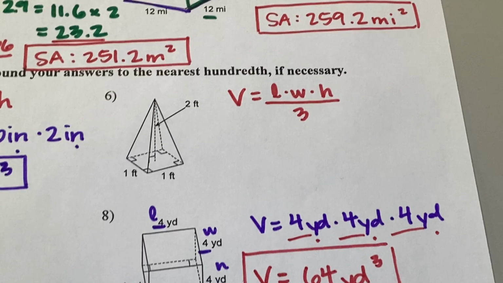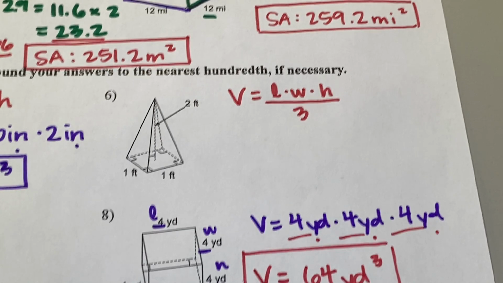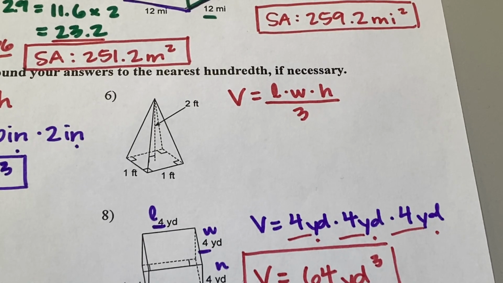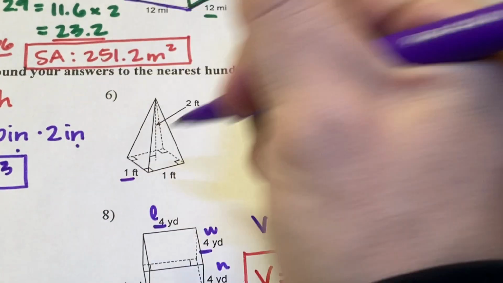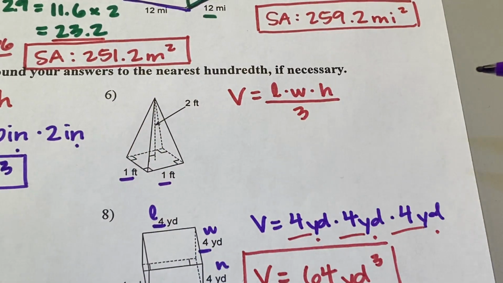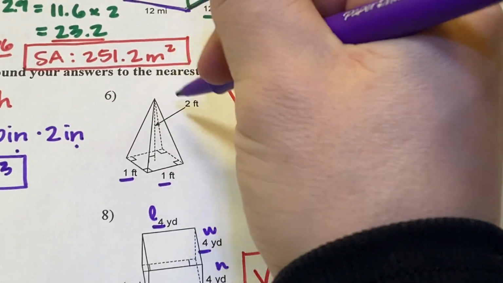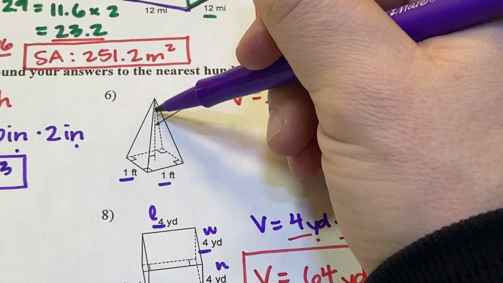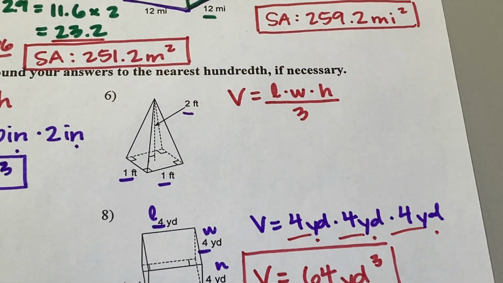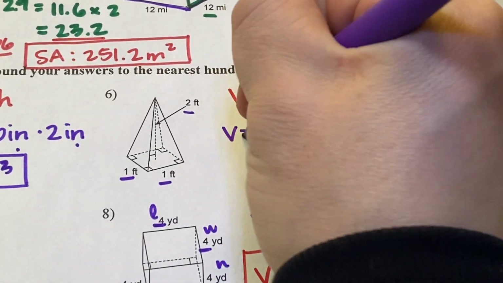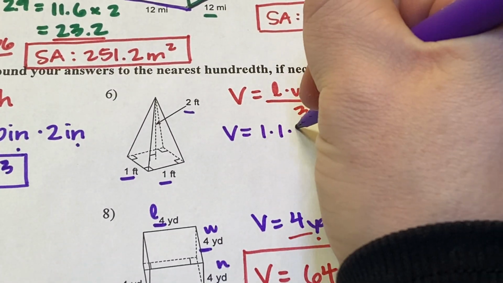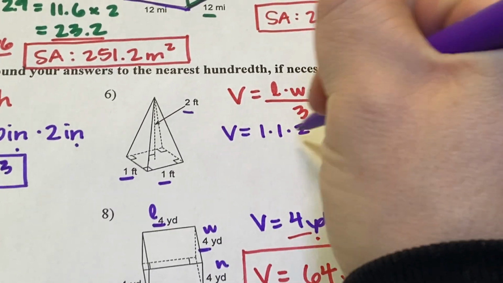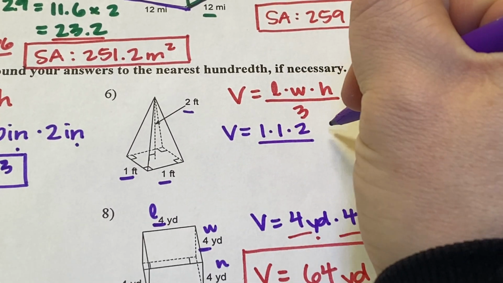Okay, alrighty. So, same thing, you guys. We need to identify length, width, and height of this pyramid. What do you guys think? What's my length? 1. Width? 1. And it even shows you right here, this thing is 2 feet tall. That is my height. Okay, so let's go ahead and plug it in. We have 1 times 1 times 2, which is going to be 2.